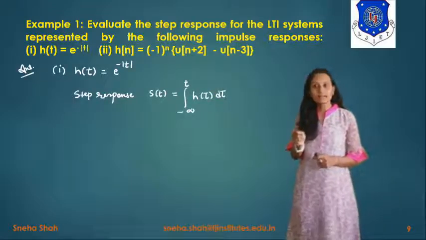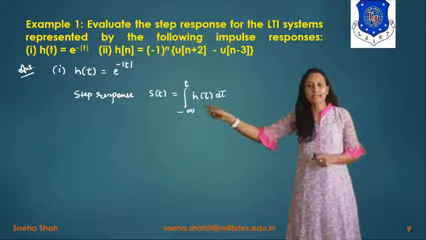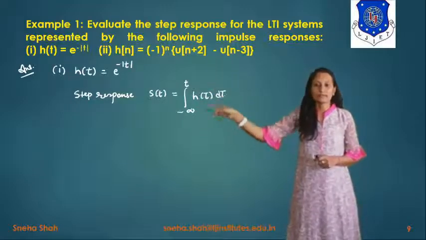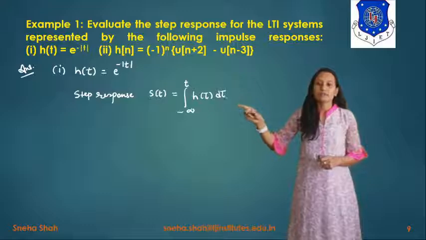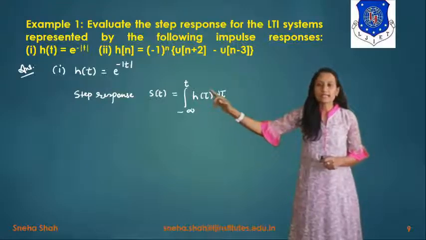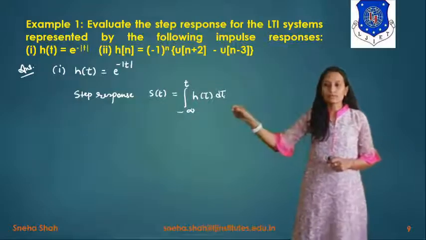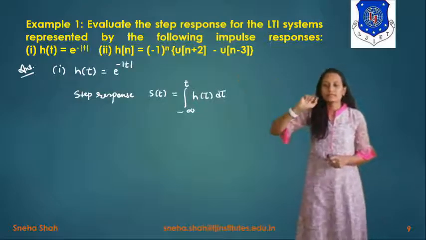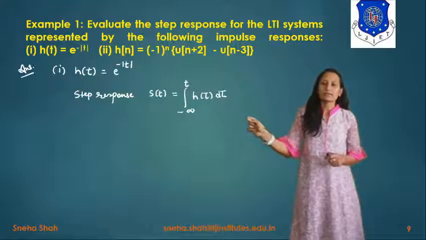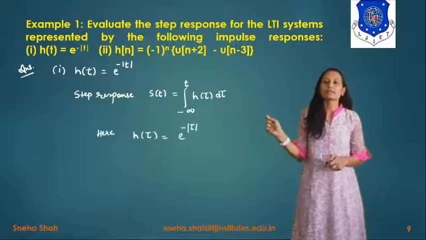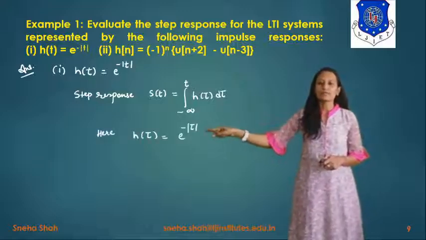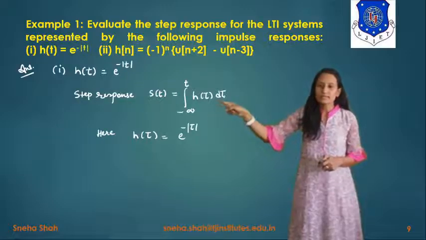For the continuous time signal, the step response s(t) equals the integral from minus infinity to t of h(tau) d tau. So to find the step response, we require the term h(tau). Instead of t, we will take tau in this equation. So the term will be h(tau) equals e raised to minus mod of tau. Now we will put this value in this equation.